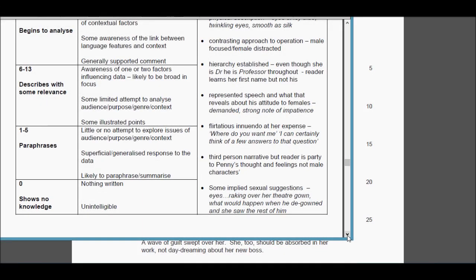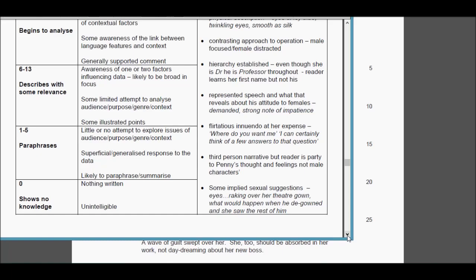There's represented speech and what that reveals about his attitude to females. He's demanding, he's got a strong note of impatience. There's a flirtatious innuendo, which is at her expense. And there's third-person narrative, but the reader is party to Penny's thoughts and feelings, but not Professor Chadwick's.